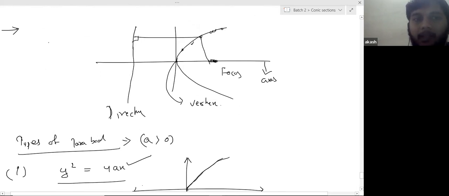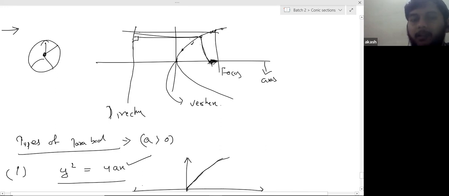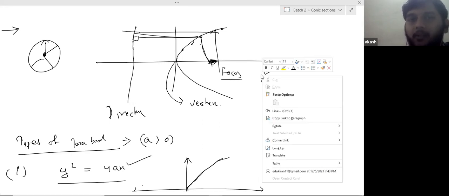Like in a circle there was a fixed point and the distances were equal. In a parabola there are two fixed things, one is a line, one is a point. We have to take all the points which are equidistant from these two. That makes a parabola. That fixed line is called the directrix, that fixed point is called the focus. Any line that is perpendicular to the directrix and passes through the focus is called the axis, and where the parabola meets the axis is called the vertex.